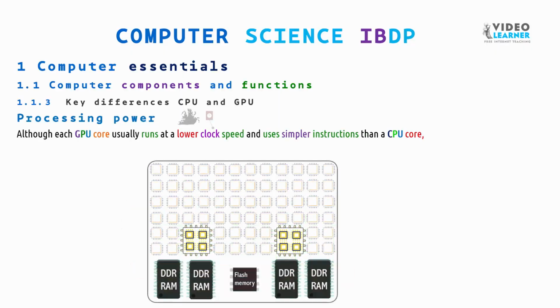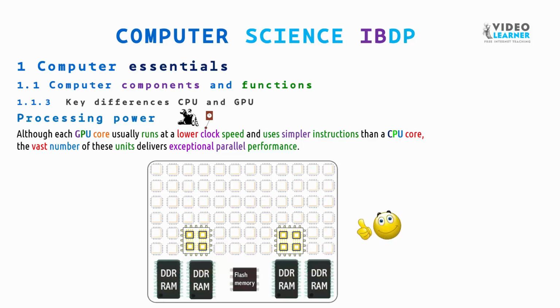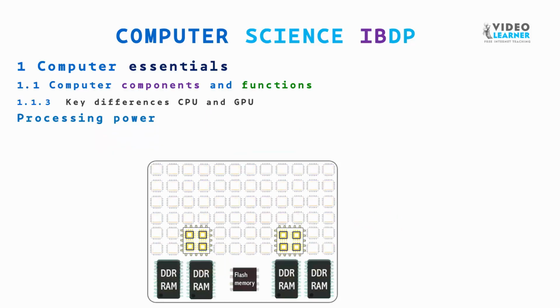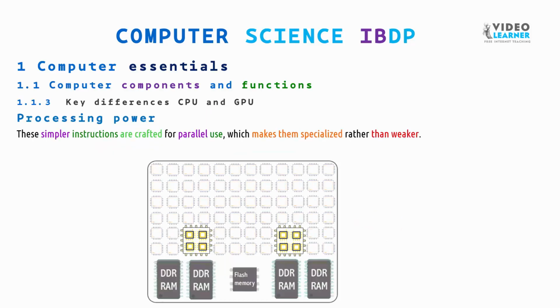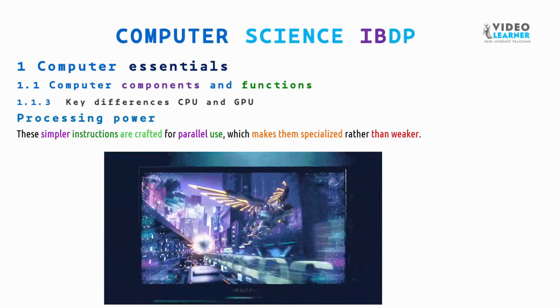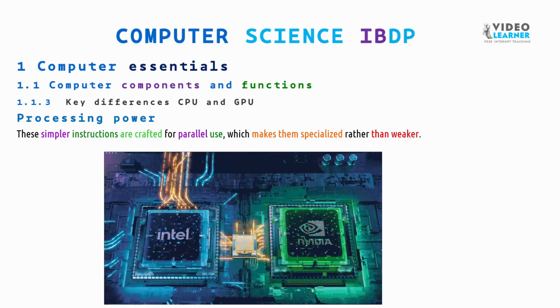Although each GPU core usually runs at lower clock speed and uses simpler instructions than a CPU core, the vast number of these units delivers exceptional parallel performance. These simpler instructions are crafted for parallel use, which makes them specialized rather than weaker.